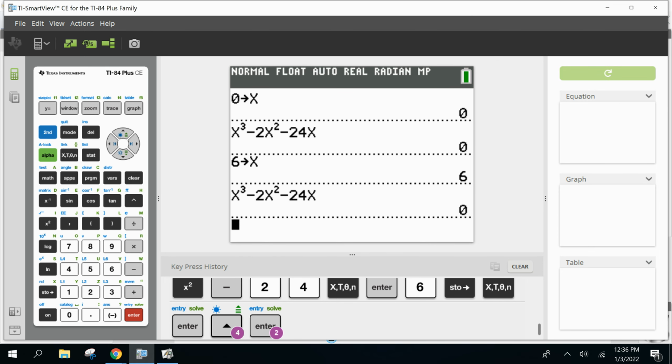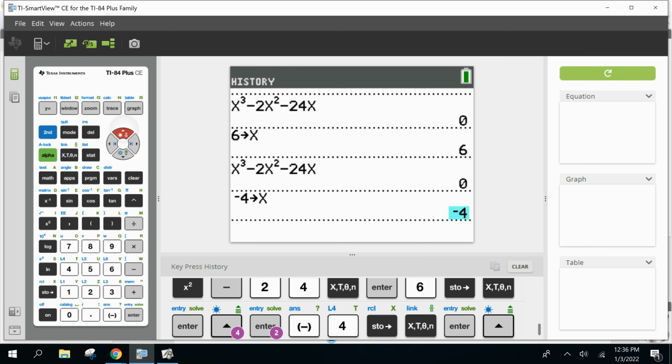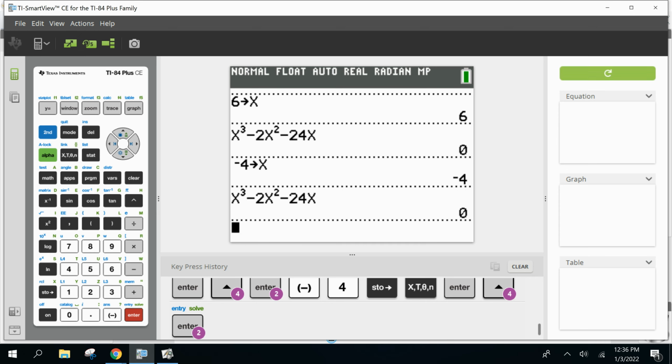And then the final one we got to check, negative 4. Make sure you use the negative sign. Store that in for x. And do I get out 0 when I copy this over? Beautiful. You can now move on to this next question knowing you got it right.